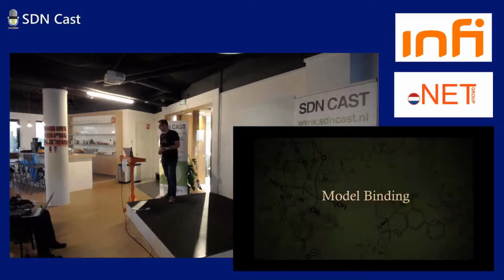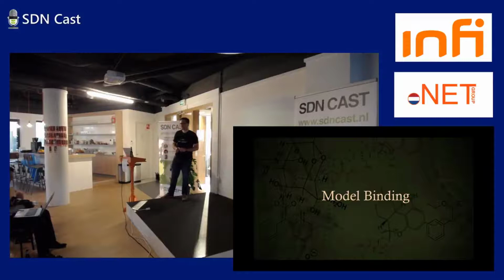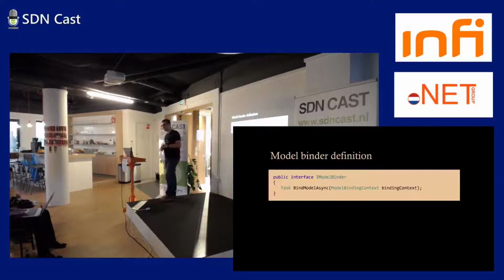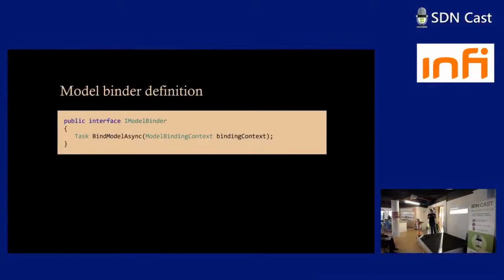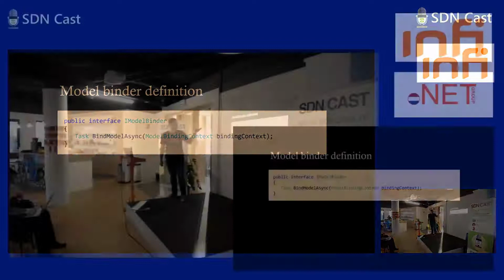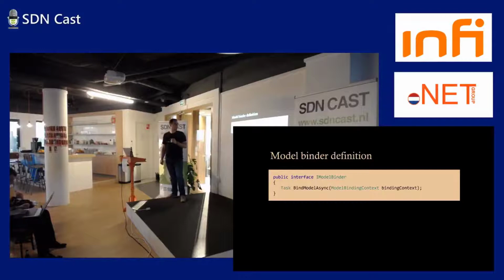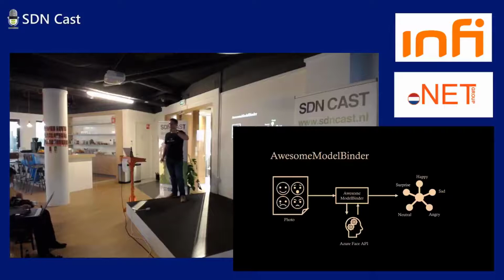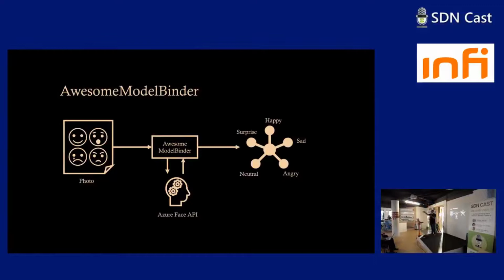Model binding. That's cool. That's the M in MVC, the model binding thing. Who has ever heard about the IModelBinder before? Okay, so MVC runs, specifically MVC runs using model binders, right? So it has an interface, like bind model. What model binding basically is taking whatever you get, like text or JSON, and it binds it to an object.